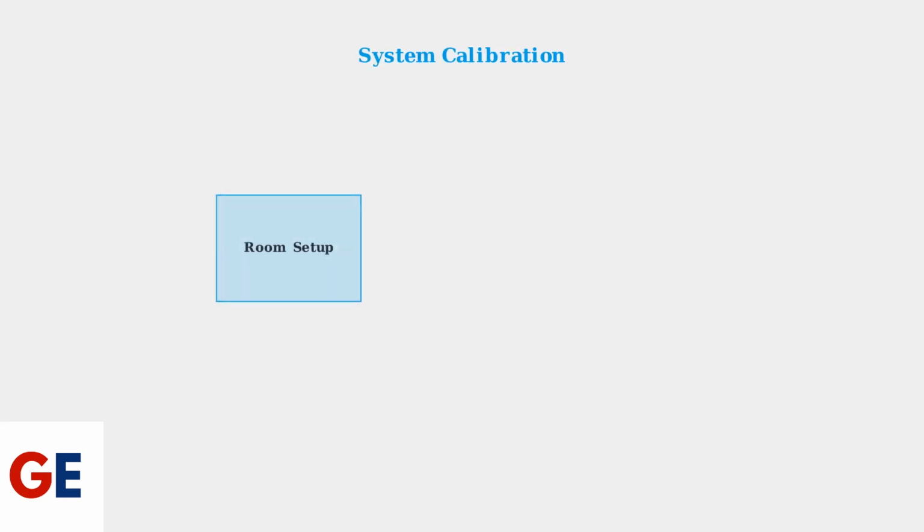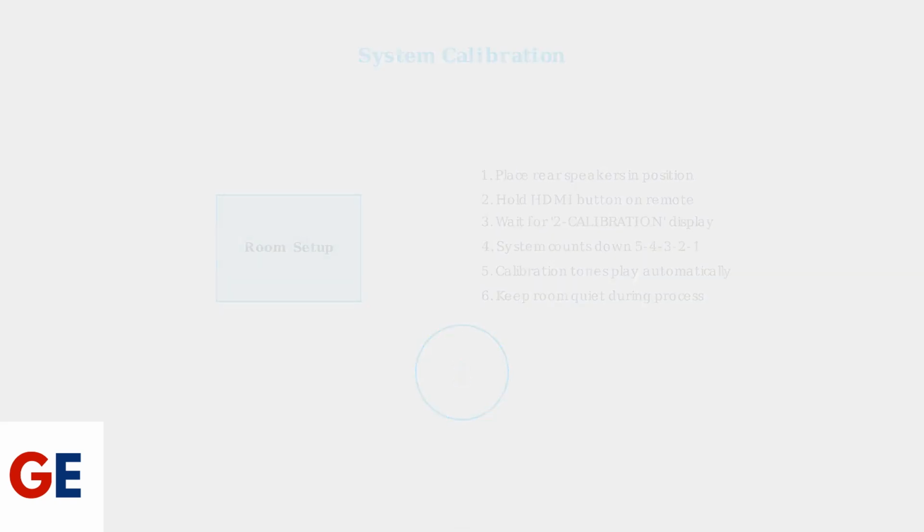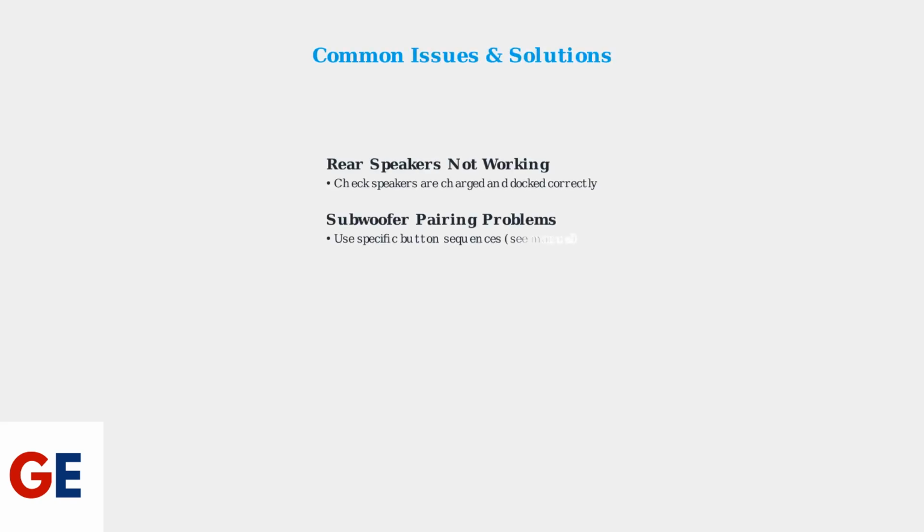Calibration optimizes your soundbar's performance for your specific room. First, place the detachable rear speakers in your desired listening position behind your seating area. Press and hold the HDMI button on your remote control until 2 calibration appears on the soundbar display. The system will then count down from 5 to 1, during which calibration tones will be emitted to measure your room's acoustic properties. Here are solutions to common issues you might encounter.